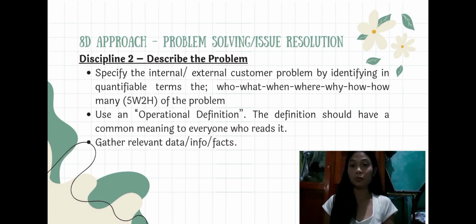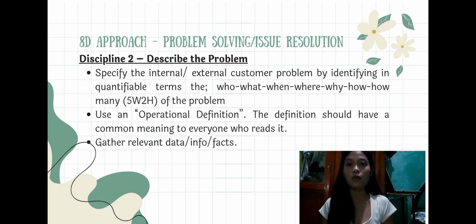Next is Discipline 2. Describe the problem. Specify the internal and external customer problem by identifying the quantifiable terms: the who, what, when, where, why, how, and how many of the problem. Use an operational definition. The definition should have a common meaning to everyone who reads it.